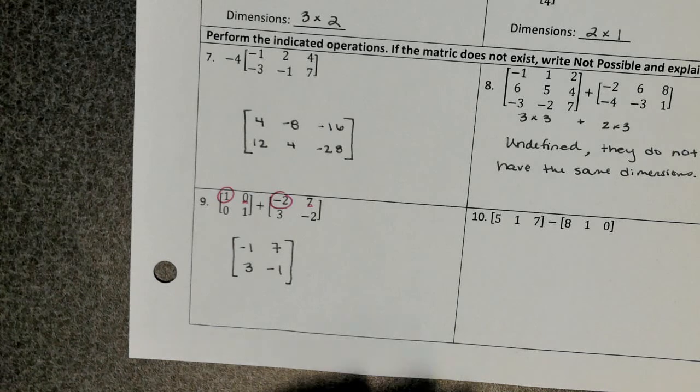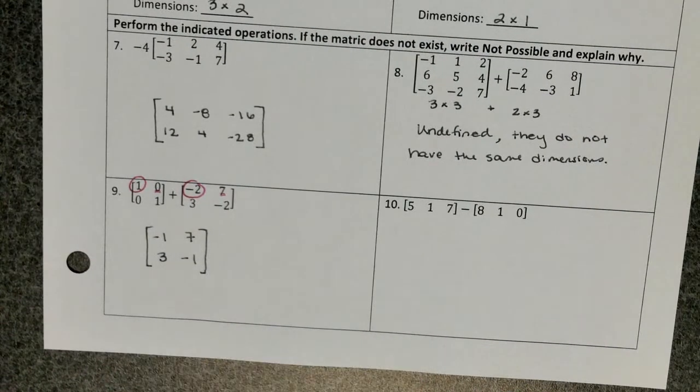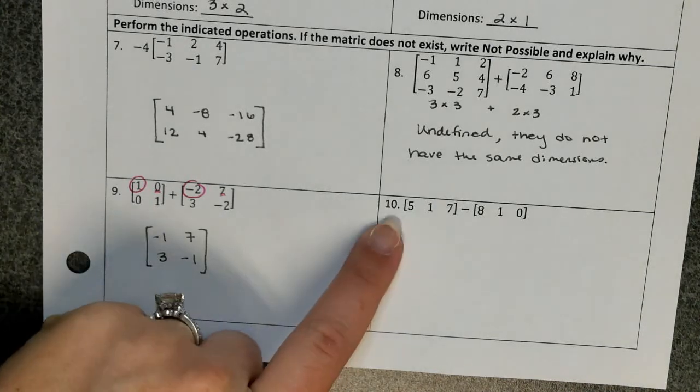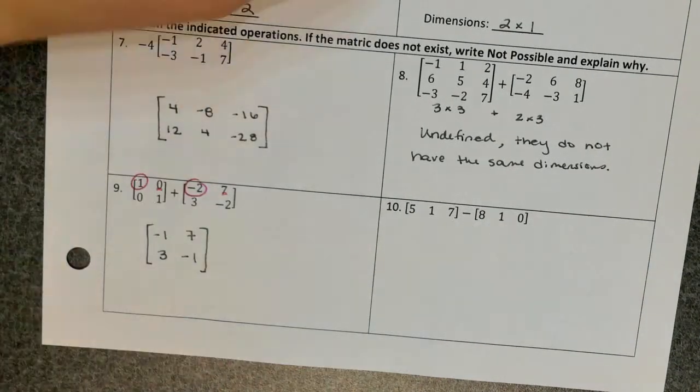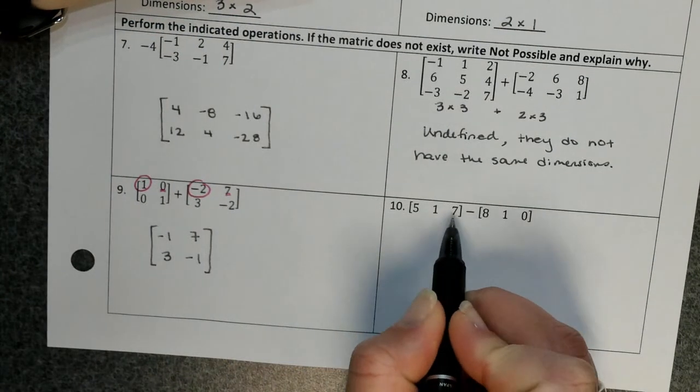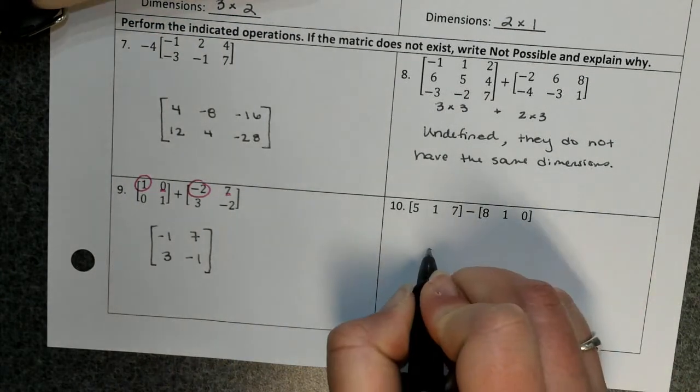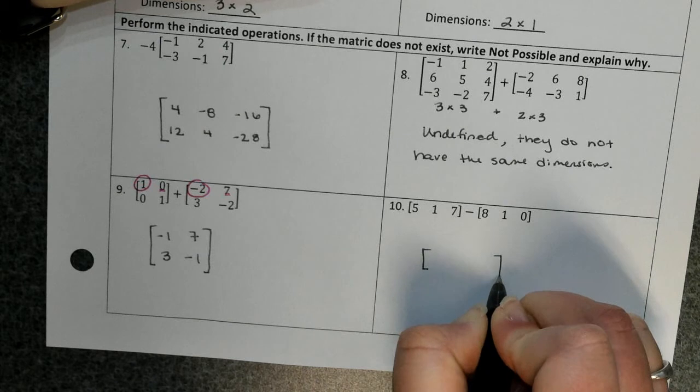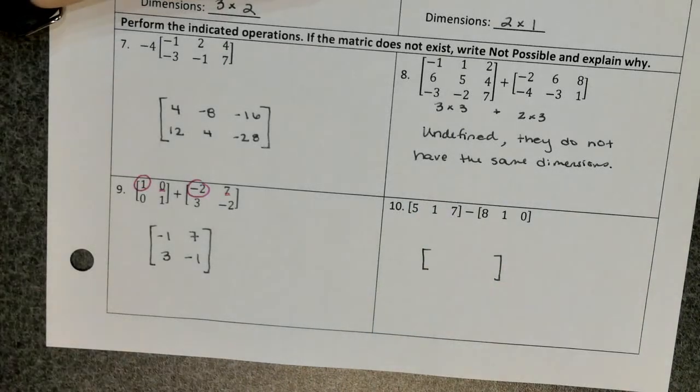Cool. How do I subtract them? Number 10. How about number 3? How do I subtract matrices? The same way, but this time we're going to be subtracting. So what's 5 minus 8? What's 1 minus 1? And 7 minus 0. So our answers are going to be the same dimensions, the 1 by 3.